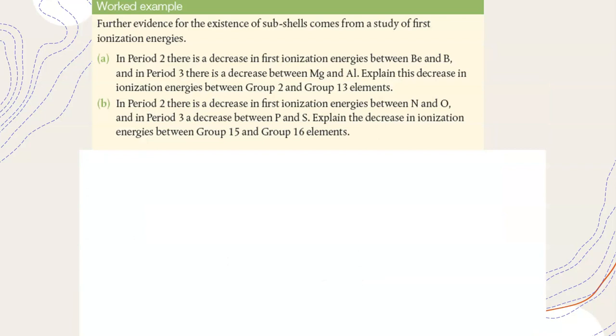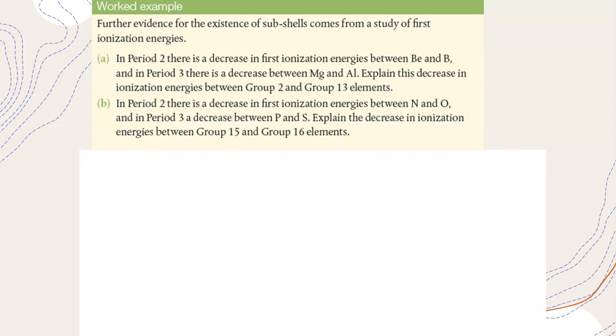So we're given this question here, which we were talking about before, where the idea that the existence of subshells, just like shells with Bohr's model, the existence of subshells can look at first ionization energies to talk about stability. So let's look at question 1. In period 2, there is a decrease in first ionization energies between beryllium and boron, and in period 3, there is a decrease between magnesium and aluminium. Explain this decrease in ionization energies between group 2 and group 13 metals.